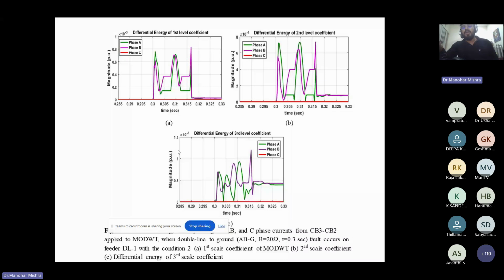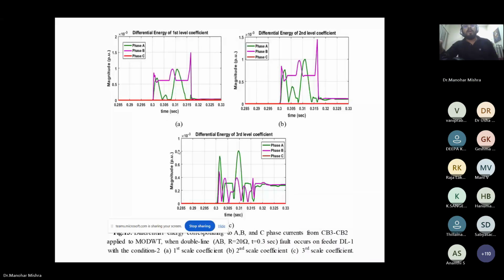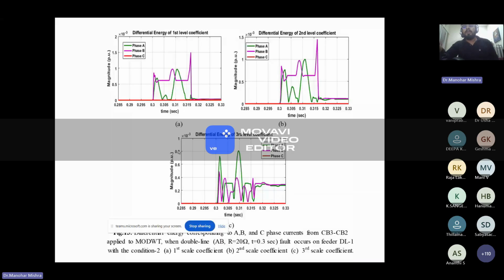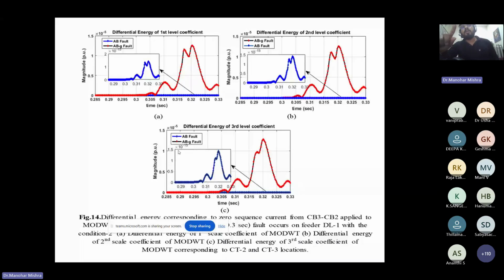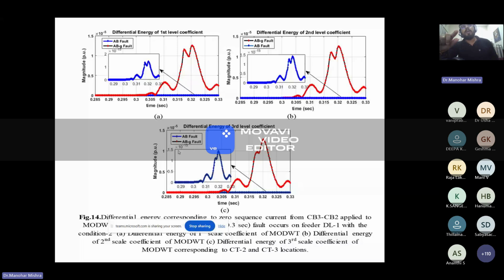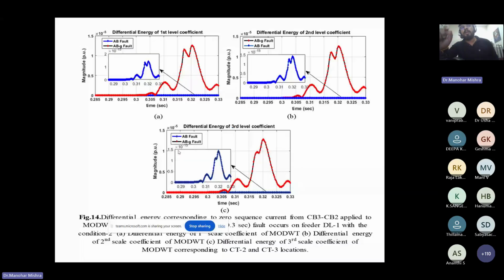This is approximately 0. And here this is an AB fault. Now you can see whether ground is involved or not. Here we took the zero sequence, and in the zero sequence we calculate the difference for the first level, second level, and third level, and you can see this during AB fault and AB to ground fault. If ground is not involved in the AB fault, then this differential energy value is approximately 0. So it is easy to differentiate.